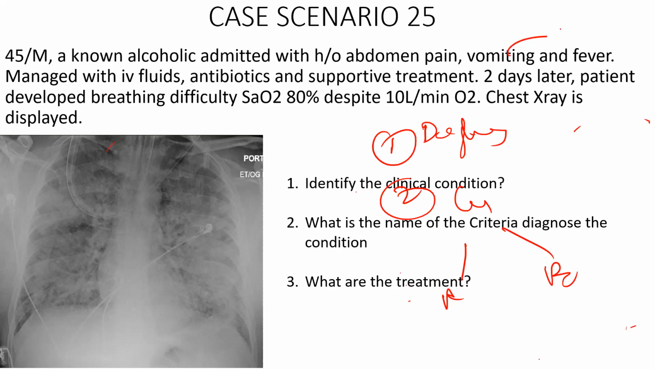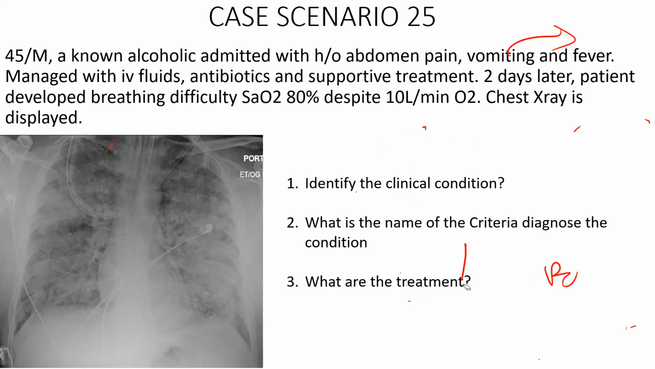So this patient has an extrapulmonary cause. What is the reason for this patient having ARDS? Pancreatitis. Good. Pancreatitis is one of the very vital extrapulmonary causes for ARDS. The most important extrapulmonary cause is sepsis.